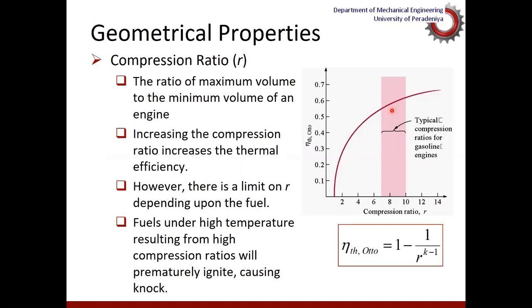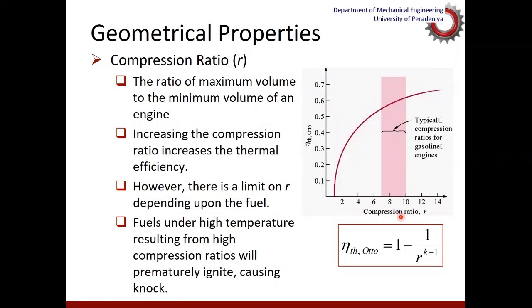If you can recall what you learned in your second year or in the first year, when you look at thermodynamic cycles, the Otto cycle efficiency can be represented using this equation, where k is the property of the fuel, or in this case the air, that is the specific heat ratio. And of course, the thermal efficiency increases with the increase of compression ratio.